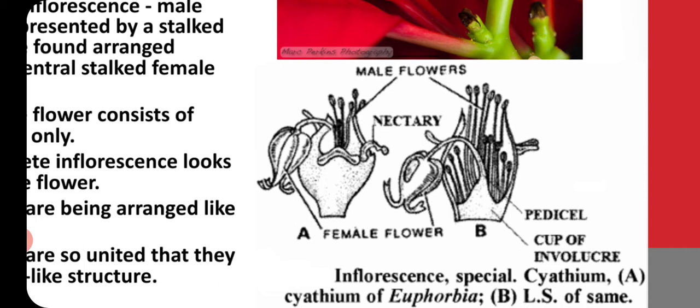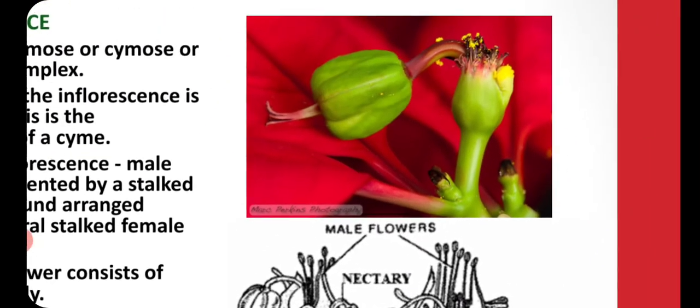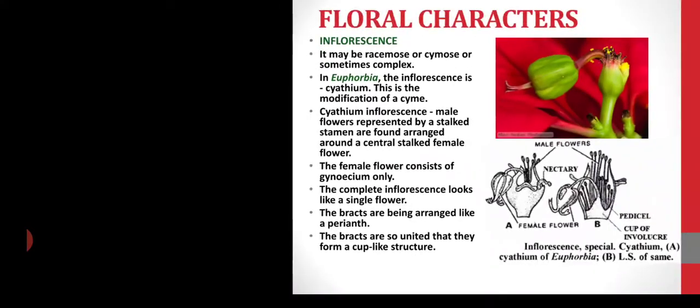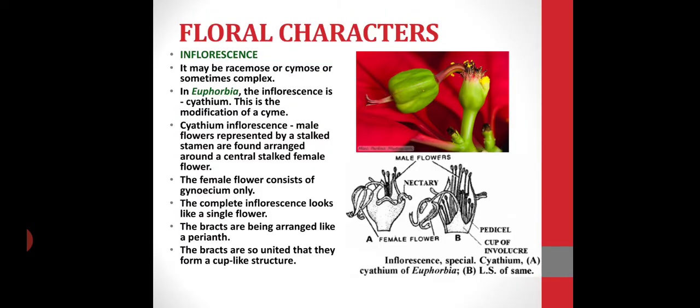And female flower, single one. Outside we can see this yellow part, that is actually the nectary, a gland. These are related to the previous introductory class about your inflorescences, and I just repeated that. So in Euphorbia, the inflorescence is cyathium, and this is a modified cyme or cyme of cymes, because inside the involucre the stamens are arranged in cymose manner, that is the scorpioid manner. Taking an LS, we can recognize that scorpioid pattern, so that's why it is called a cyme of cymes.